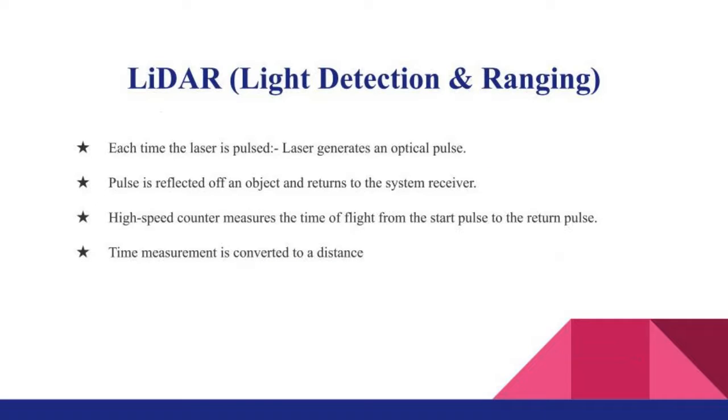What is LIDAR? LIDAR stands for light detection and ranging. Each time the laser is pulsed, the laser generates an optical pulse. Then this pulse is reflected back and it is received by the receiver. And then a high speed counter measures the time of flight from start pulse to the stop pulse.